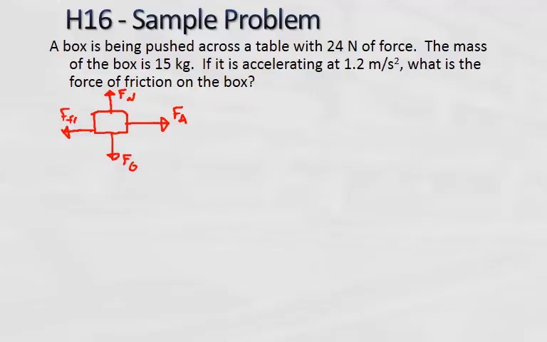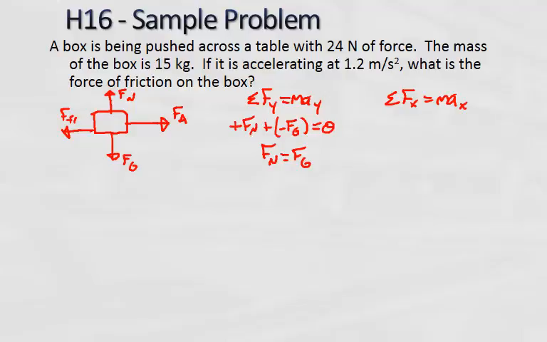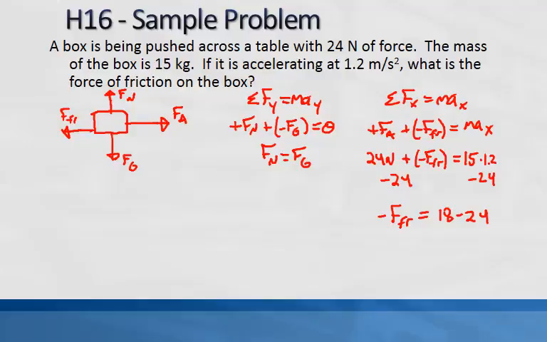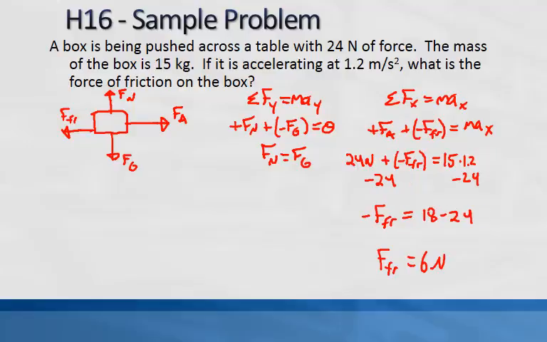All right, so we should have force applied going forward, force of friction back, normal force, force of gravity. And if it's going across the table, the normal force and force of gravity are balanced. We have the positive force applied plus negative force of friction equals ma. And we'll subtract that to the other side. Friction will be 6 newtons. So 6 newtons is the force of friction holding this back. Otherwise, it would accelerate more if you had less friction.